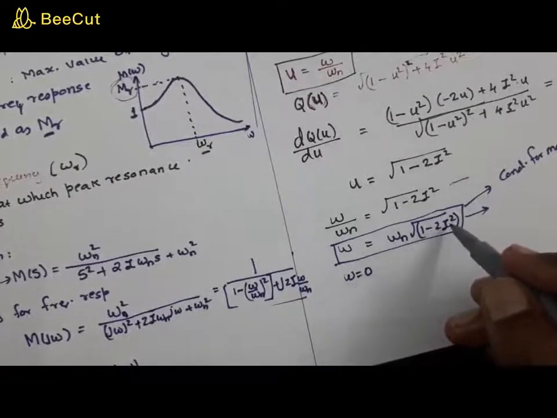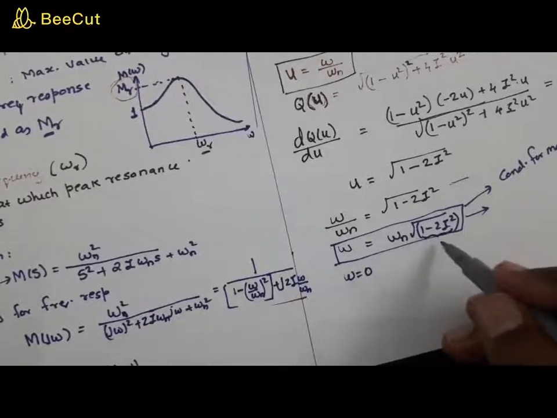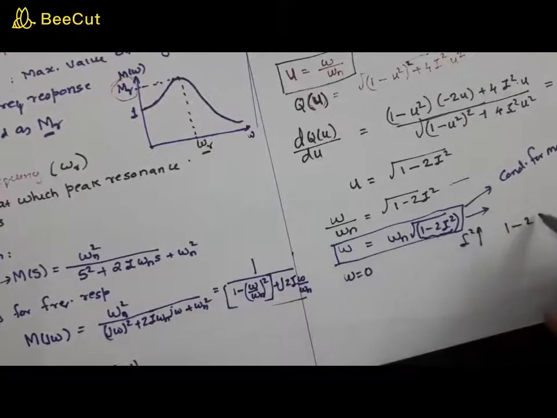Once zeta gets increased, look at this: as zeta increases, what happens to 1 minus 2 zeta square? That decreases, right? And it will go beyond a point, 0.